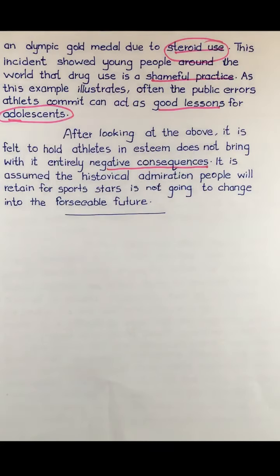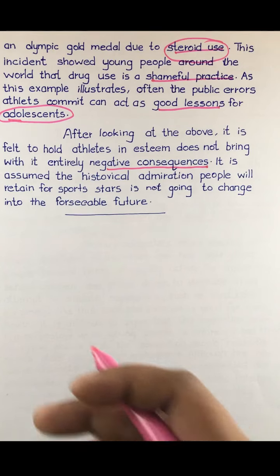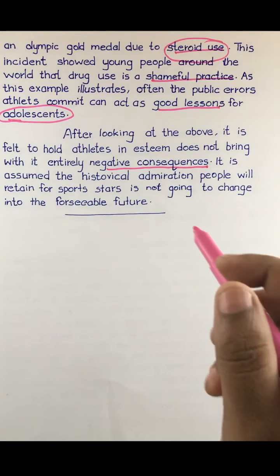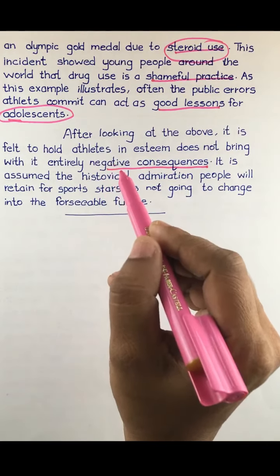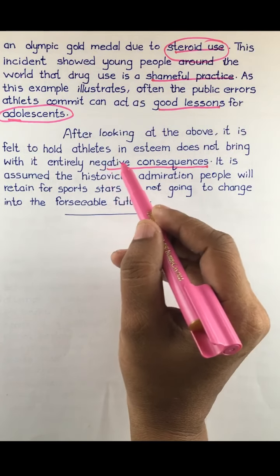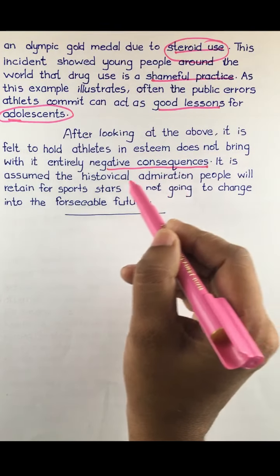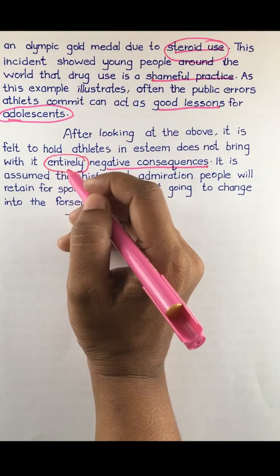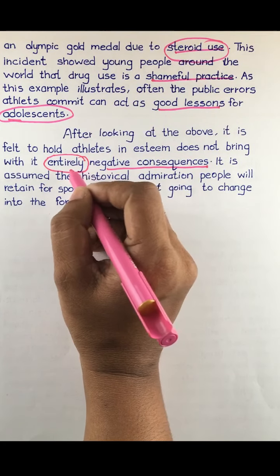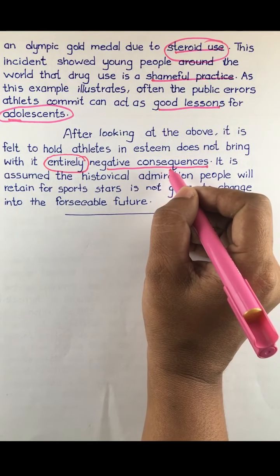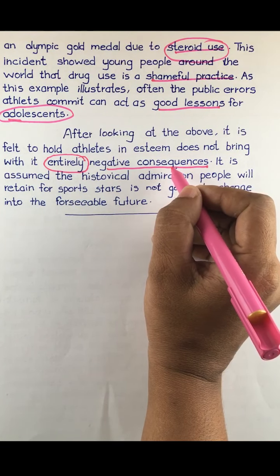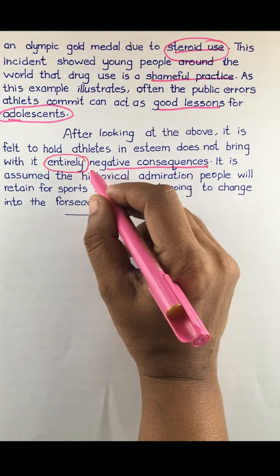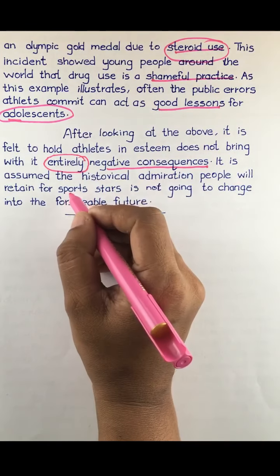So it is assumed that the admiration people historically hold for sports stars is not going to change in the foreseeable future. Maybe in the foreseeable future, people may not change. People may stick to the same sports stars for a long time. Sometimes they might forget the incidents that happened in the news and all. So this is the essay.